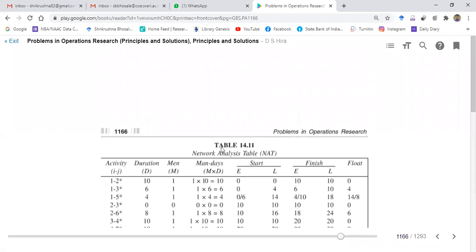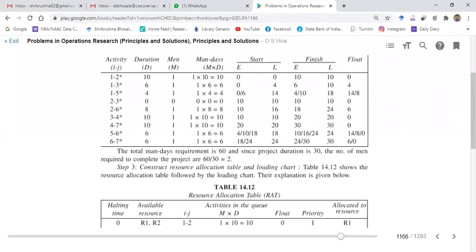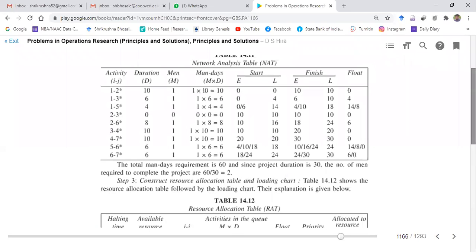Then we went to this NAT table, that is the network analysis table, in which the activity, duration, and workers or men required for that activity are given. So we calculated man days. Yesterday I told you how to calculate man days: duration into required persons. In the given problem, for each activity only one man is required, so whatever the days are, we multiplied with one.